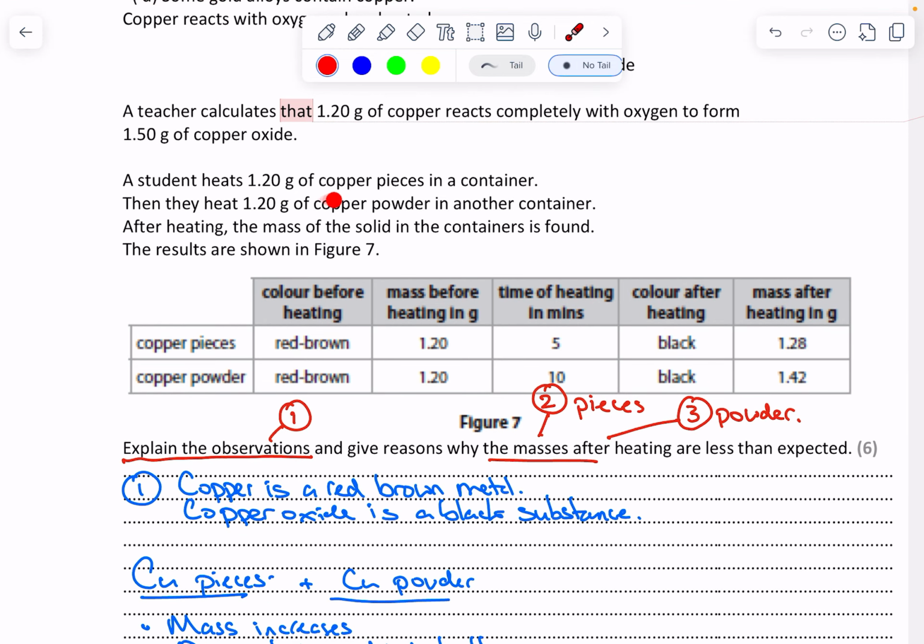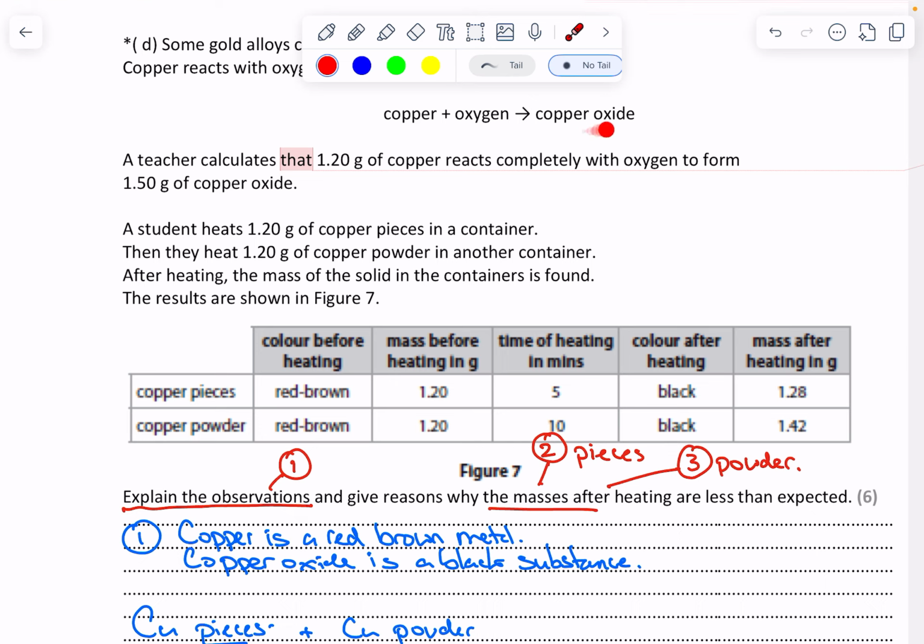So students have done this with copper pieces, and then they've done it with copper powder, and they've got their results here with some observations as well. So we can see that when they started off with 1.2, neither experiment has made 1.5 as they have found it should. Also, they've made different amounts, with the copper powder making more copper oxide than the copper pieces. Both of them started off red-brown due to the copper, and both of them have turned black because once you've heated it, it forms copper oxide, and copper oxide is a black-coloured chemical.